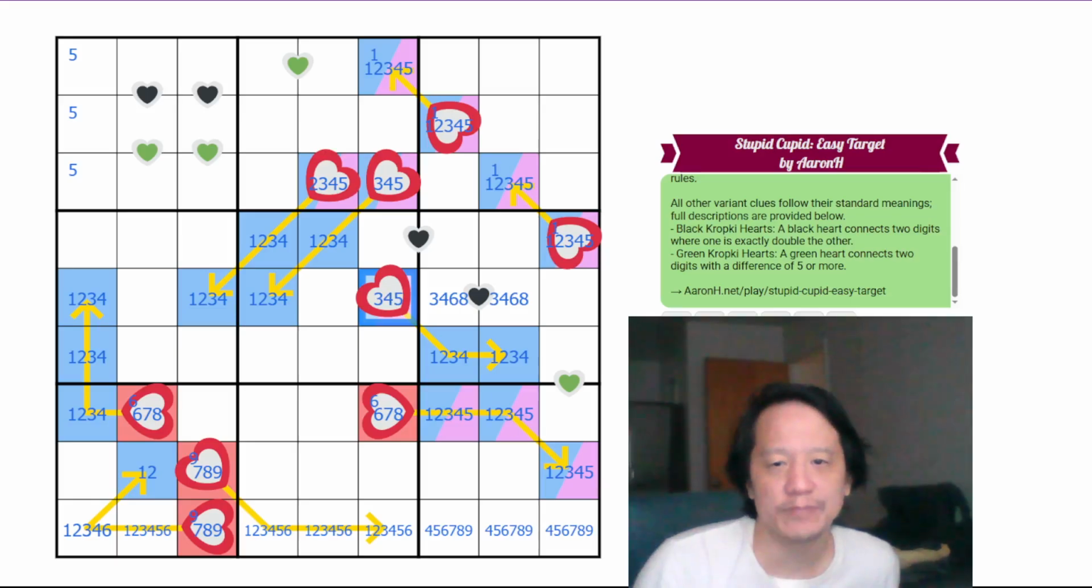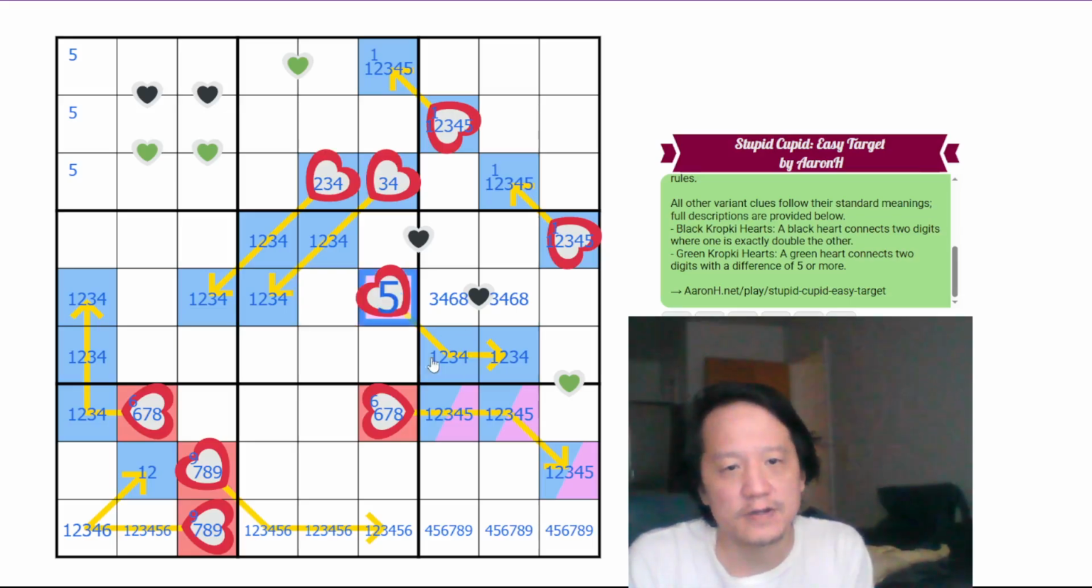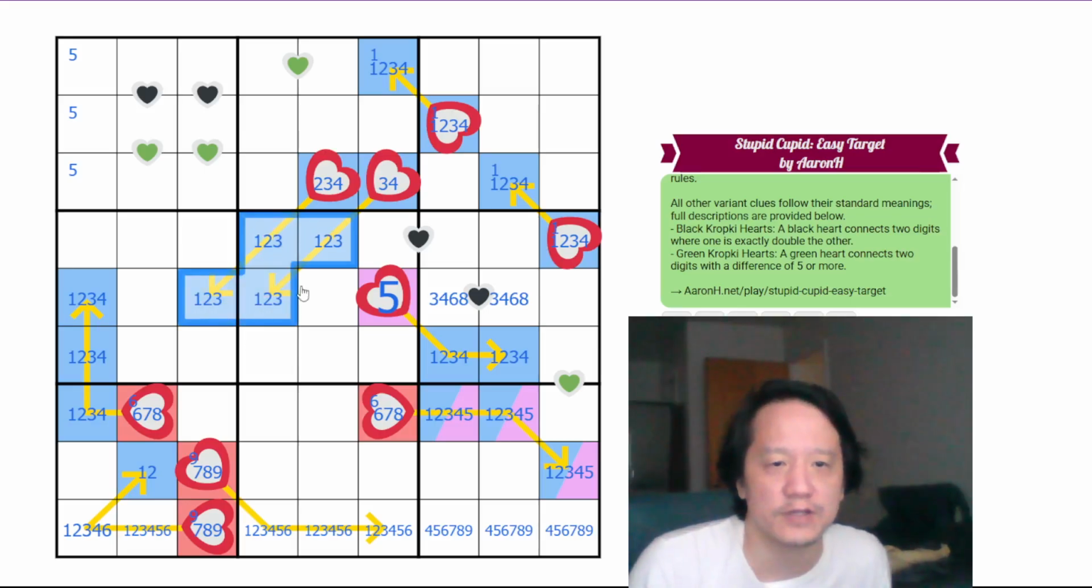So this cannot be low. It has to be a 5, which means these can't be 5 anymore on these heart sums. So these are no longer 5. This has to be a 5. Obviously, these are no longer 5 here. And these digits must add up to 4 at most. So none of these can be 4. So this is guaranteed to be 1, 2, or 3 there.